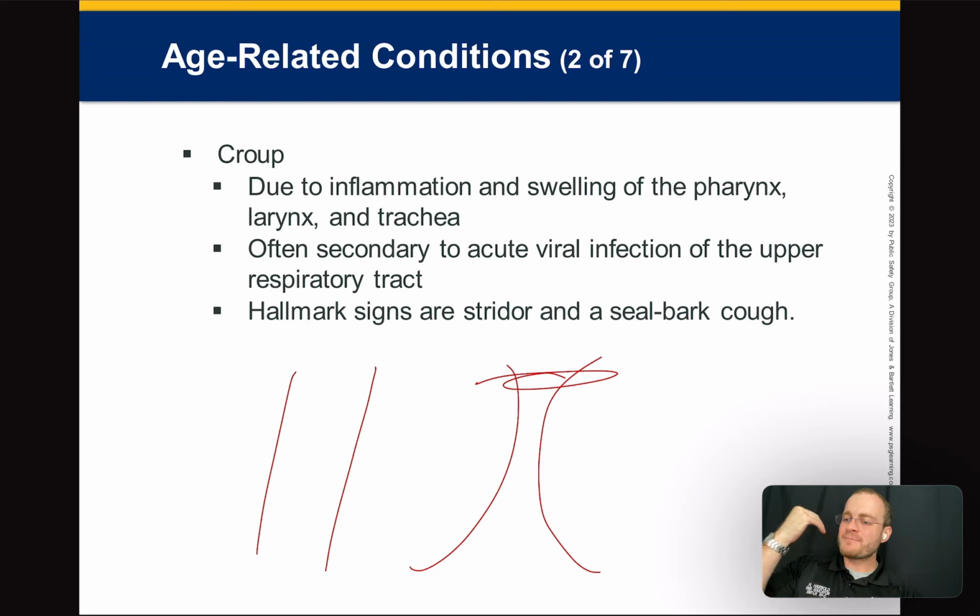It's an inspiratory, high pitched upper airway sound. You could literally take a stethoscope. You wouldn't need to, because you can hear stridor without a stethoscope. Listen to my trachea, and you'll hear this high pitched inspiratory sound, and that's stridor. And so it presents with a seal bark cough. When they cough, it has this very distinct sound that sounds like a seal. Okay, so this is croup.